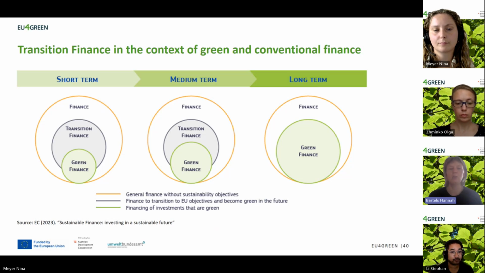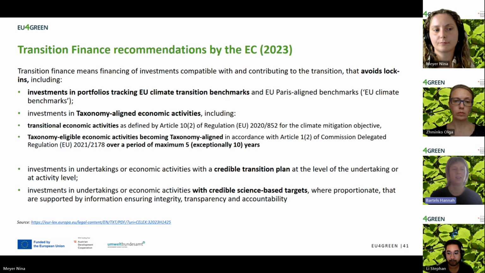So in the long run, they won't require any transition finance anymore because they have completed their transition. That at least is the expectation that we currently impose. So on the next slide, I'm going to talk a little bit about how transition finance is looked at from a regulator's perspective. As we all know, transition finance still is a rather new concept.